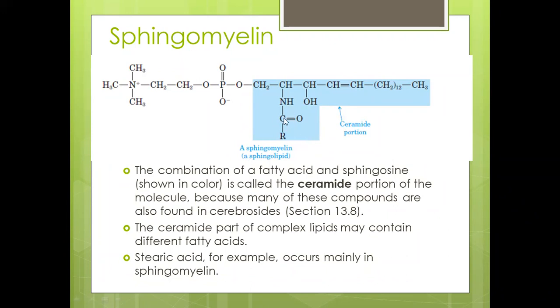Fatty acids, this is where your fatty acid is, and this is where your sphingosine is. Your fatty acid is bonded to the NH. Instead of seeing an ester bond, the fatty acid part is forming an amide, as you can see here.